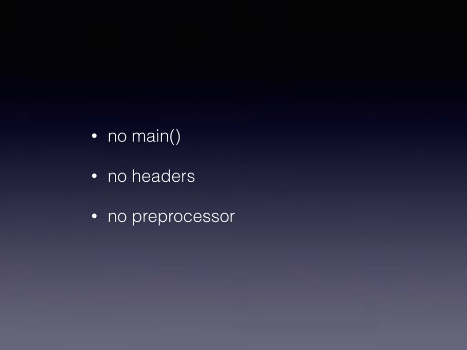Some major differences between the Objective-C language and Swift is there's no main. Stuff starts executing from whatever is in global space. There's no headers, and there's no preprocessor.